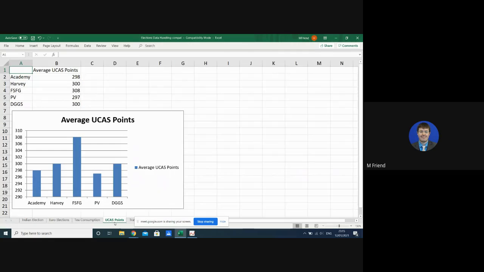This is another example of a bar chart, but it's misleading. And we're fixing it as well. This represents the average UCAS points. UCAS is what you get when you do your A levels.